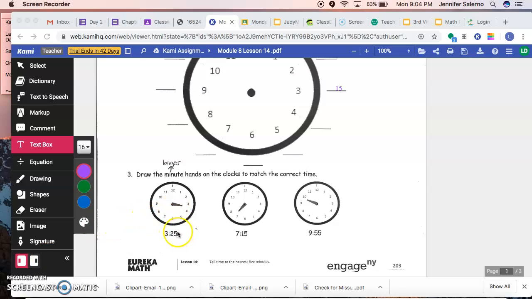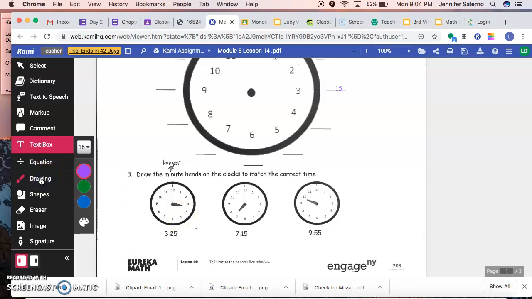We need to put the minute hand to the 25, okay? Now that means we need to start at the 12, which we're starting at 0, and we need to count by fives till we get to 25. So 5, 10, 15, 20, 25. So this is where we need to draw the minute hand.